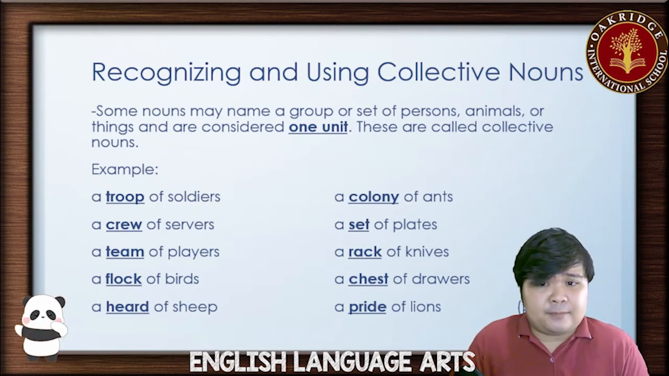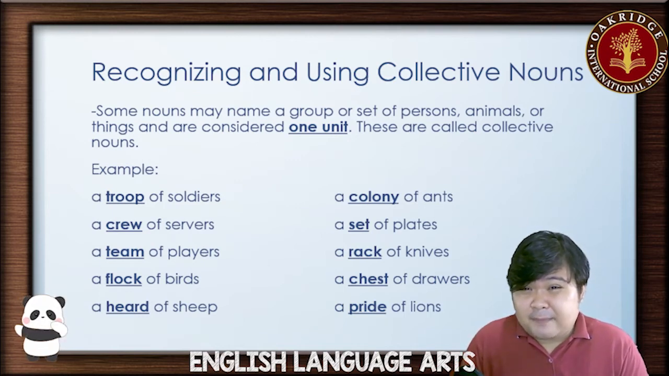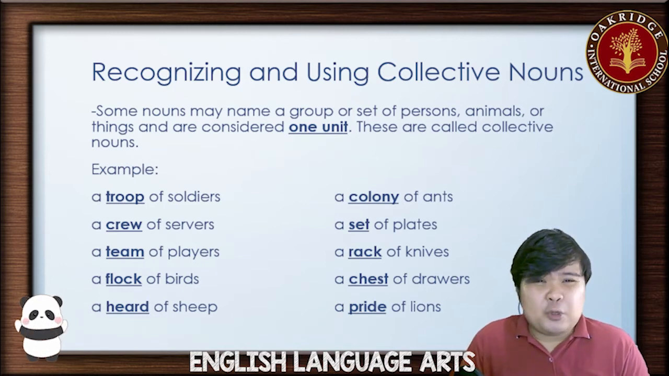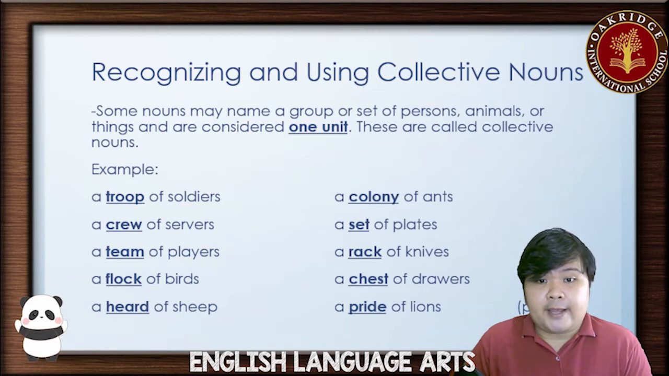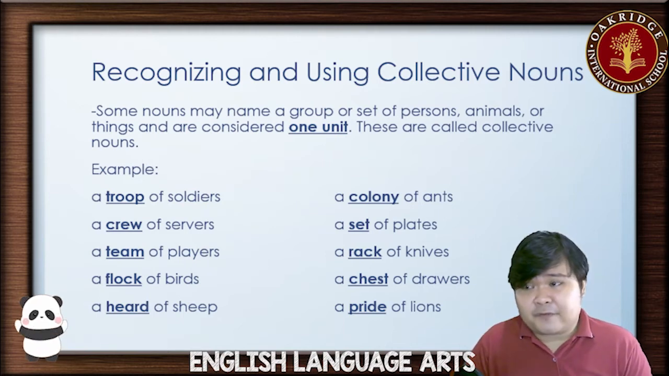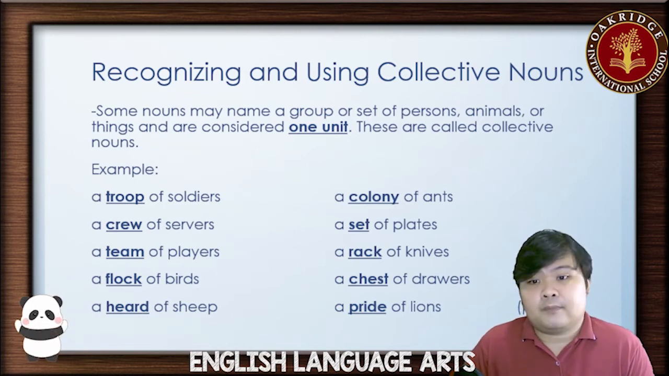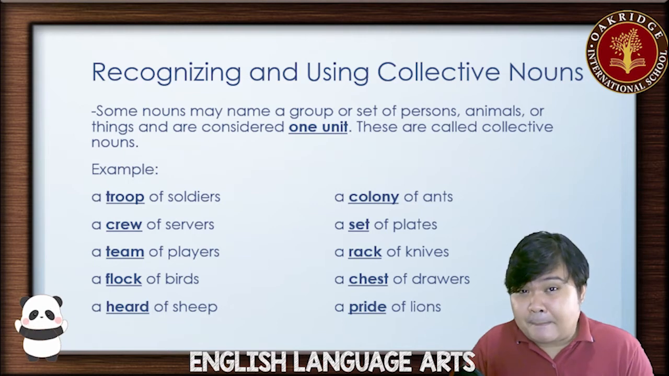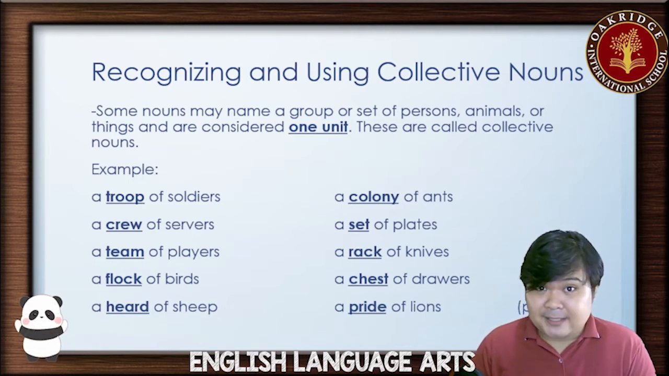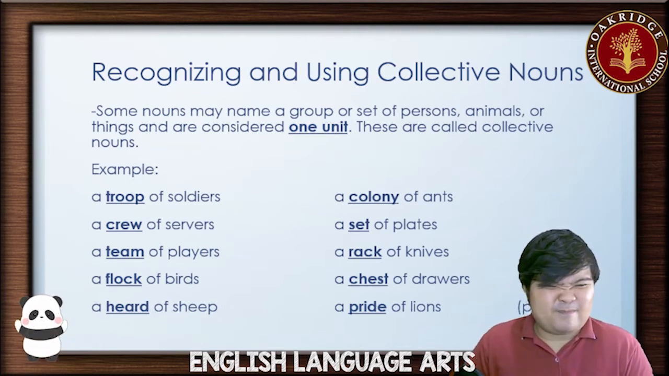Take, for example, you have a group of soldiers. A group of soldiers, you call them a troop. A group of servers. Have you ever been, for example, in fast food restaurants? You have servers, right? You call them a crew. This is also the same if you're referring to a group of people working on a ship. You have a crew. You have a team of players. Can you consider just one person a team? Can that work? Just one player. Is that a team? No, it's not.